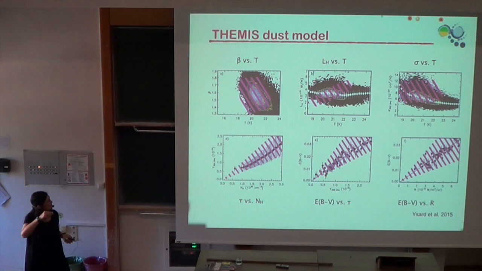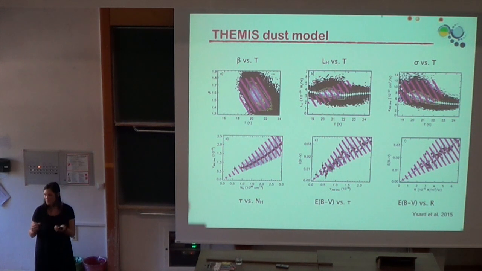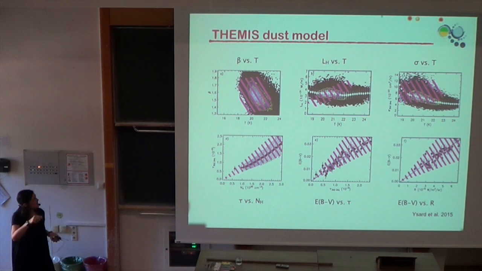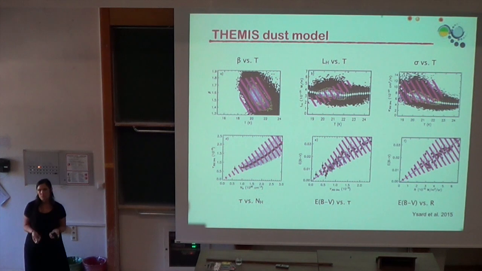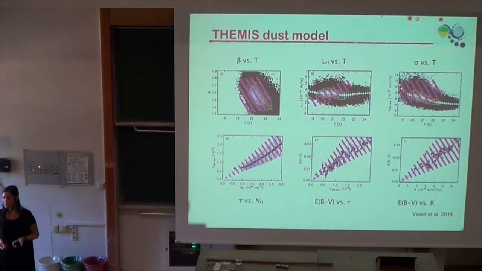So we see, allowing for little variations in the dust particle properties, we are able to explain these observations with Planck relatively well. That means we can explain the dust in the diffuse interstellar medium. So this is only the diffuse interstellar medium.